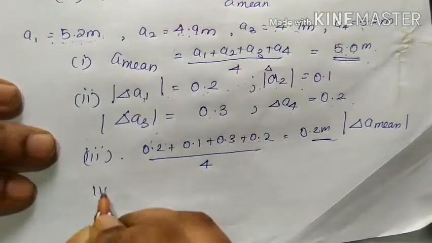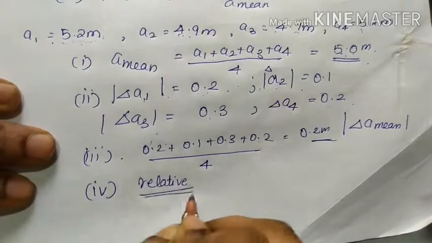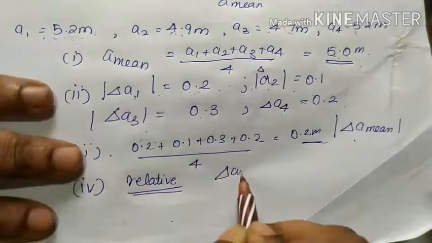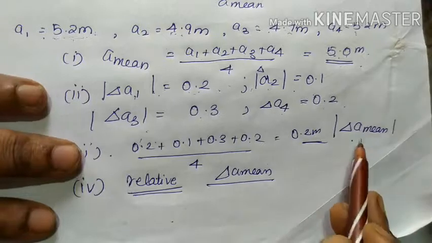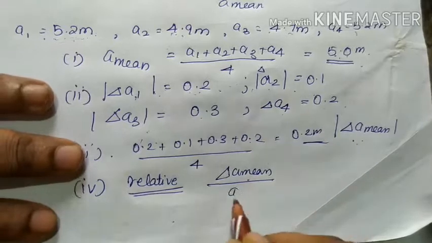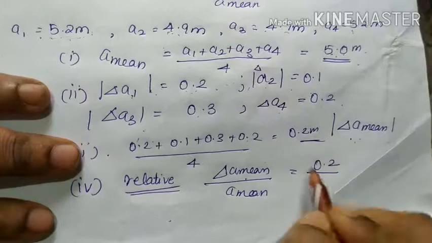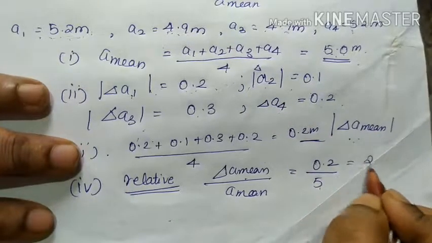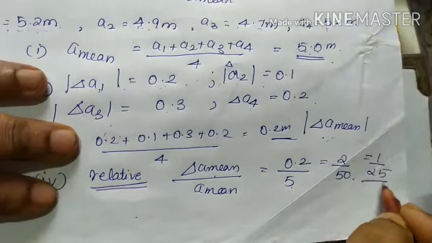Now the fourth term which we talked about is relative error. So what is relative error? It is the ratio of the error with respect to the true value. This is delta A mean, and the true value is A mean. What is delta A mean here? 0.2. And what is the true value here? 5. So 0.2 by 5, or I can write 2 by 50, or it is 1 by 25.